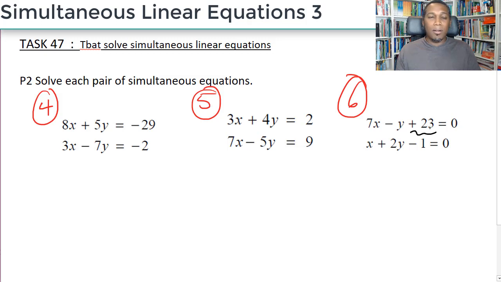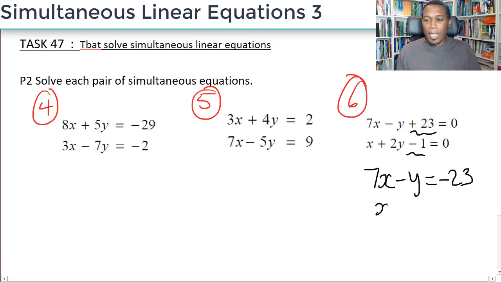the number all by itself, is a bit different to what we've been doing before. It's on the left hand side. You need to move it over to the right, -1, move it over to the right, and then you're back to what we've been dealing with before. So you should have been thinking about 7x take away y is equal to -23, and then x plus 2y is equal to +1. So those would be your equations there. You need to rearrange the equations, and then it becomes what we were doing before.